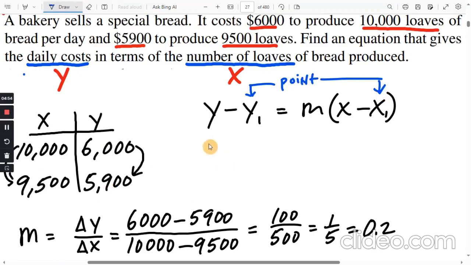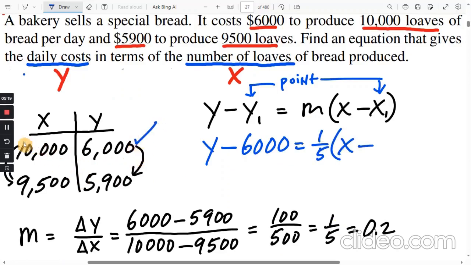All right, so let's do that. y minus y1. This row looks better because this one has the 900 and the 500. This has 6,000. I like that better. And that equals m, which is 0.2 or 1/5. Either one works. And this is going to be x minus. Okay, since we chose this y, we have to choose the same respective x. So 10,000.